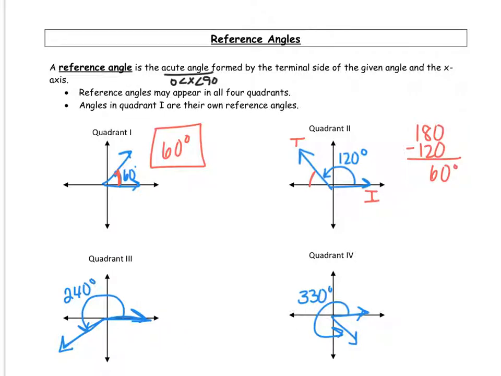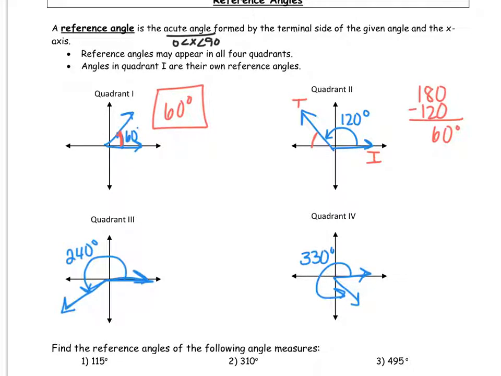Okay, how about the angle in quadrant 3? So again, this is the initial side of the angle, this is the terminal side of the angle. The angle formed between the terminal side of the angle and the x-axis is this little piece right in here. So watch, from here to here is 180. So 180 plus what, which is this piece in here, gives me 240. So we would take 240 and subtract 180, and we'd get 60.